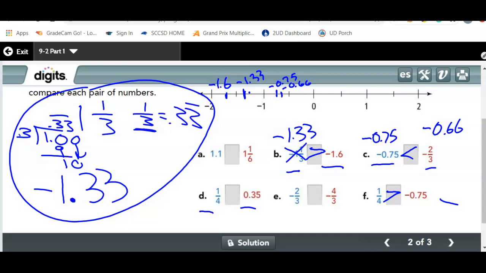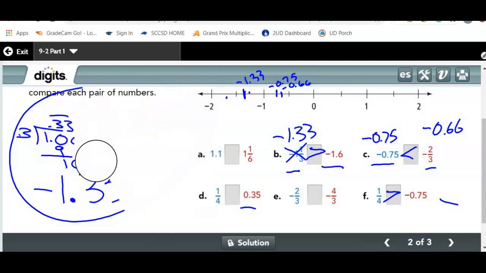On D, what would you do? Anyone, before we go, what would you do to D to solve for it? Then what would you do to E to solve for it? I guess here they have common denominators, so you wouldn't need to change them, would you? Which one's larger? Which one is farther right on the number line?